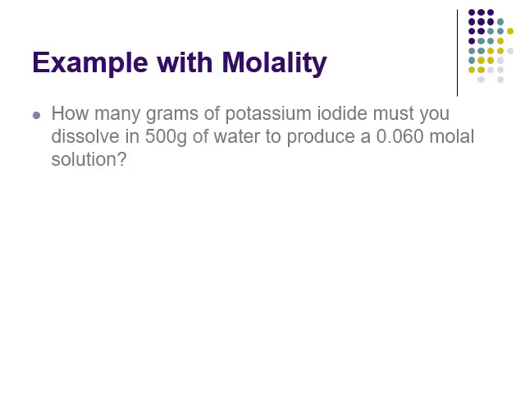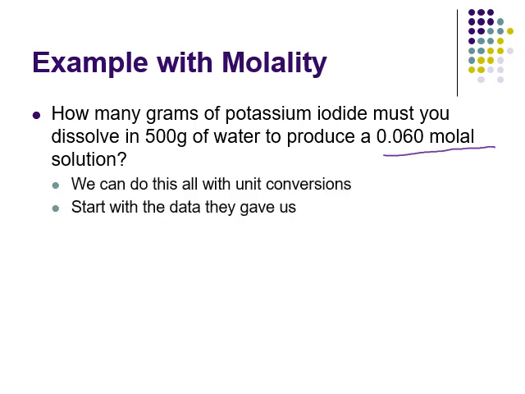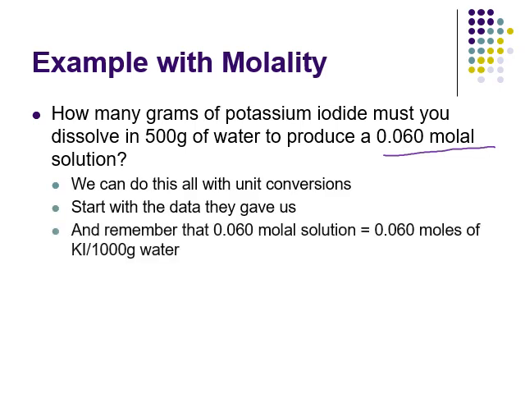So let's look at a calculation with molality. How many grams of potassium iodide must you dissolve in 500 grams of water to produce a 0.060 molal solution? So instead of a molar solution like molarity, it's a molal solution. Again, they kind of gave us a hint. They said 0.060 molal solution. That means we have 0.060 moles of potassium iodide per 1 kilogram of water.